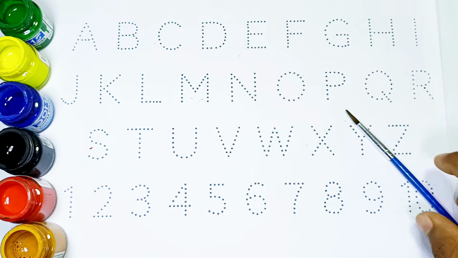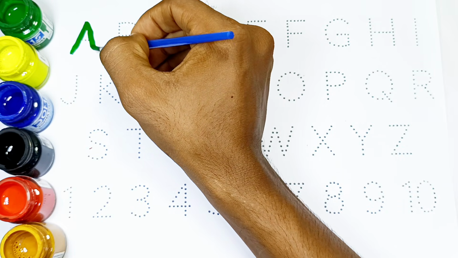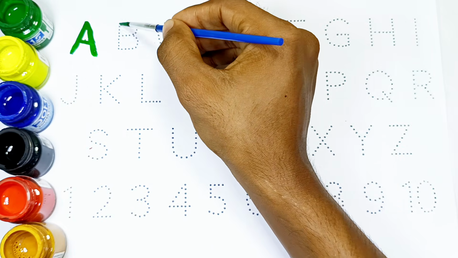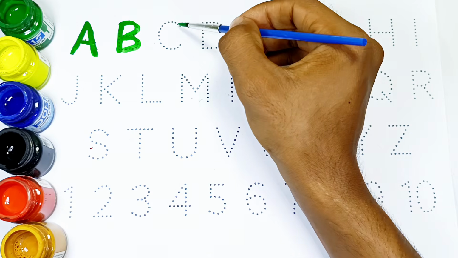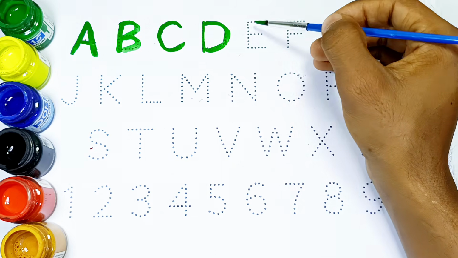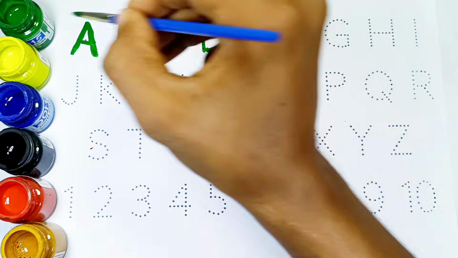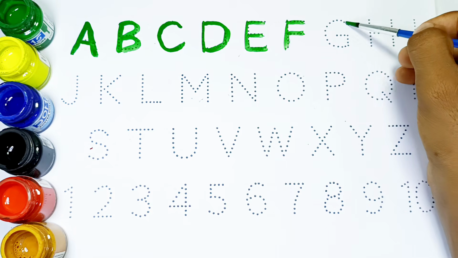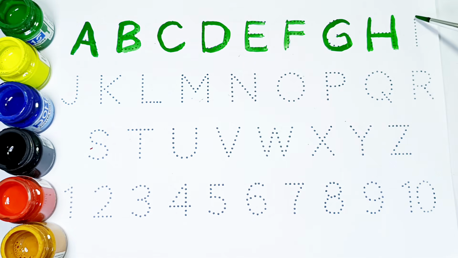So kids, now we draw alphabets, and first we draw A. A for apple. B for ball. C for cat. D for dog. E for elephant. F for fish. G for god. H for helicopter. I for ice cream.